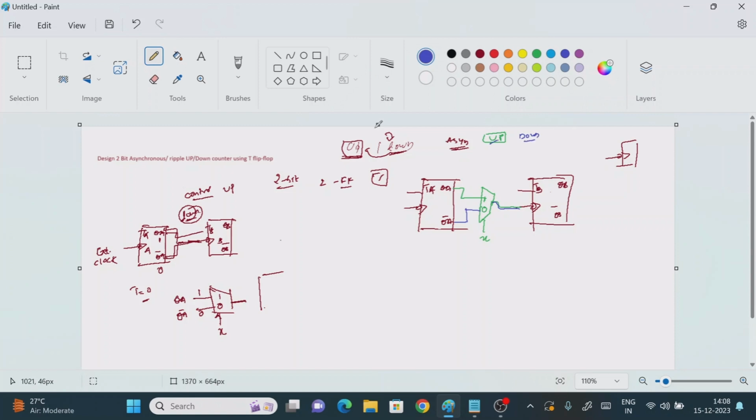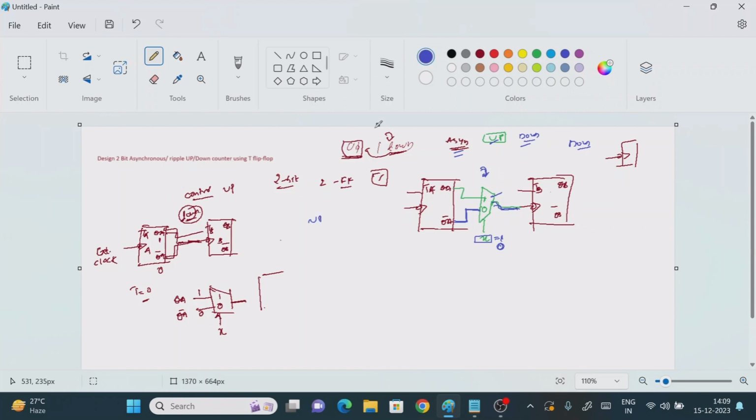So how up counting or down counting happens depends upon this selection line value. If selection line value x equals 1, it is going to perform the up counting operation. If selection line is 0, this one will be activated, so it is going to perform the down counting operation. So this is mandatory to design the 2-bit up down counter.